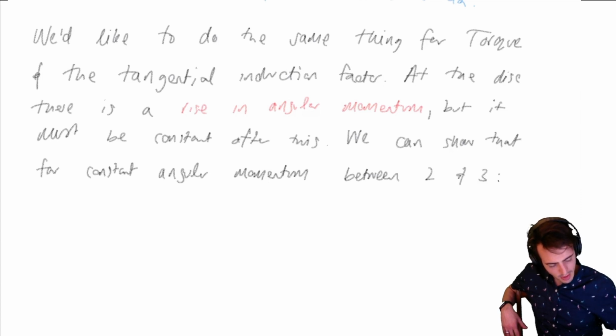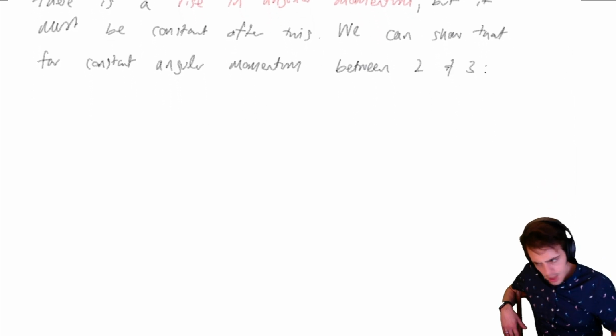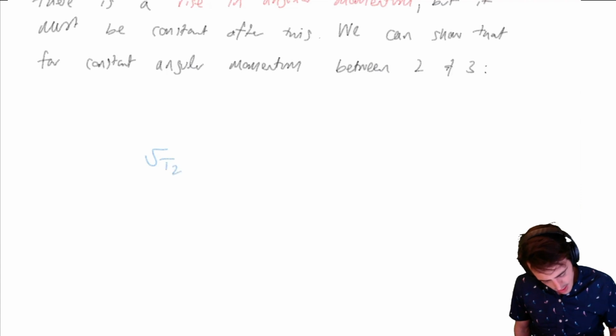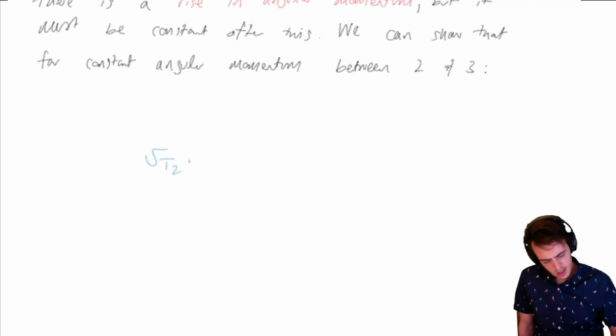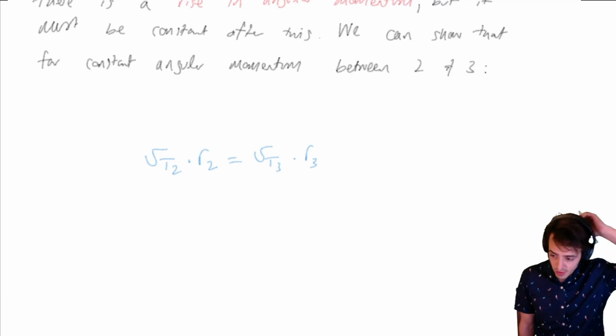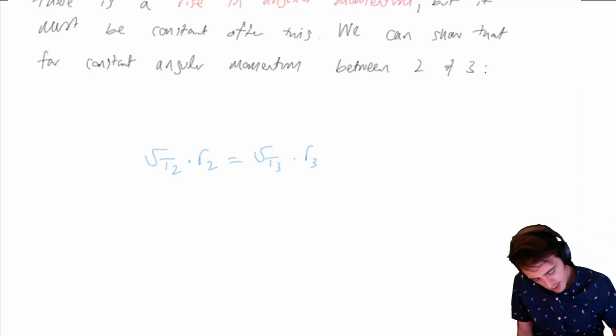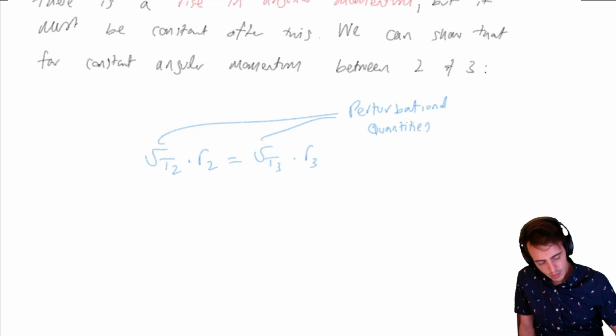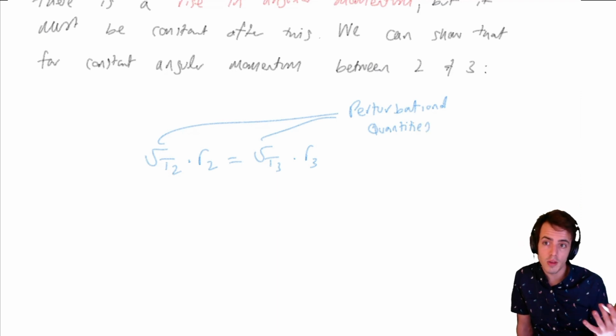So for constant angular momentum between 2 and 3, we're going to use vT2 multiplied by R2 is equal to vT3 multiplied by R3. Now I've introduced some new expressions here. These are lowercase, remember these are perturbational quantities. So these just refer to the velocity that's been added.